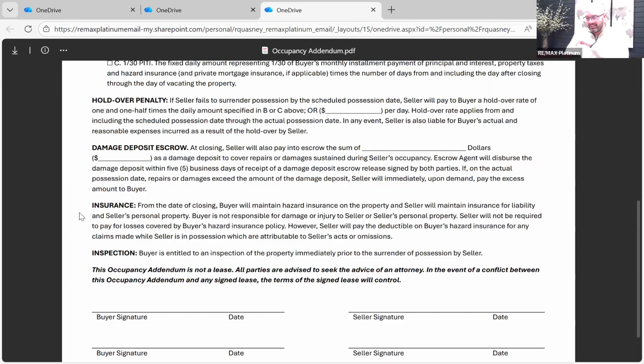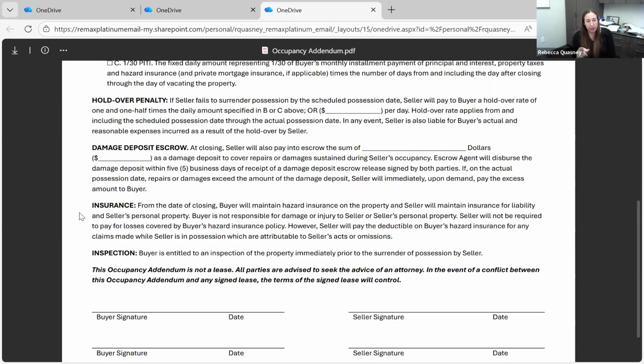So, it's one of those paragraphs you don't even think about until you're in a situation in which it comes into play. For me, one of the big things with this paragraph is that your buyer, if they're getting a mortgage, is going to have to get insurance prior to closing. It's just part of the way it works.